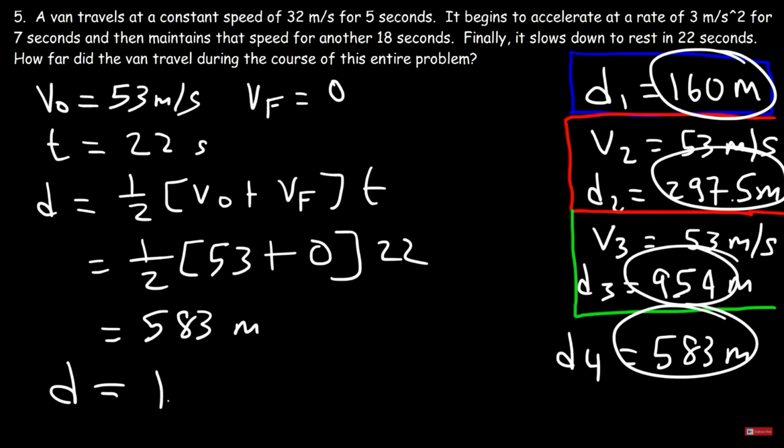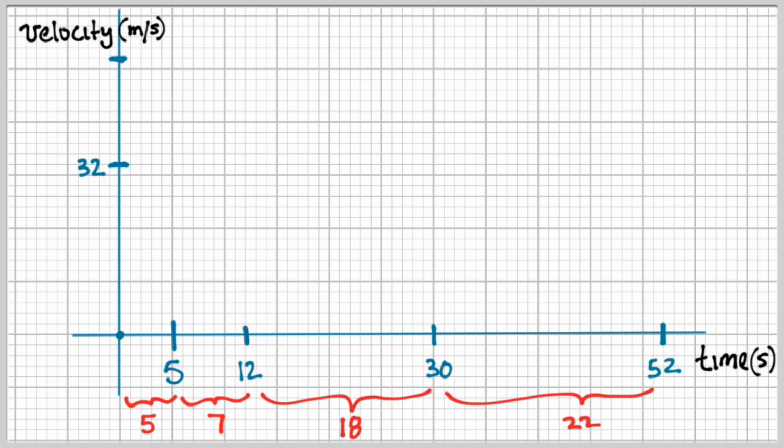So the van traveled 1,994.5 meters. So that's the total distance that it traveled. This is a different method of doing the same problem. We're going to draw the line on the graph that describes the velocity of the van, and then we're going to find the area underneath that curve, and that area under the curve will tell us our total displacement.